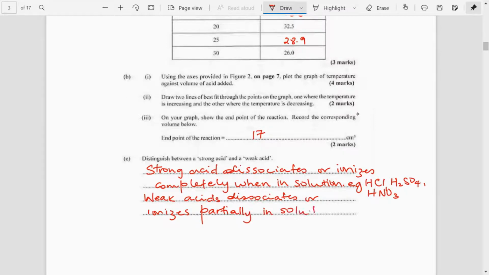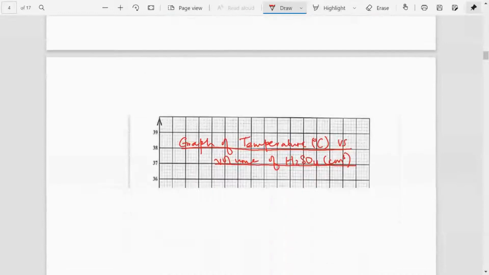And of course, your weak acids are like your carboxylic acids, your organic acids, like ethanoic acid or methanoic acid, any organic acid. Butanoic acid. So those would be your weak acids. All right, so let's go on to the next question.